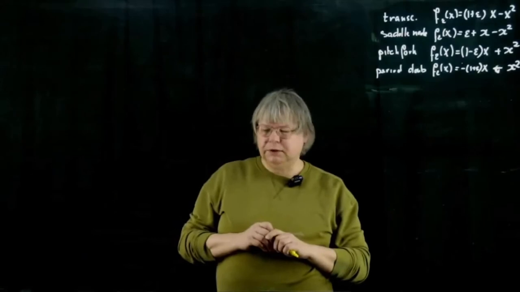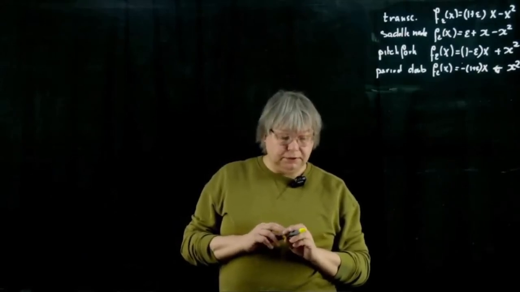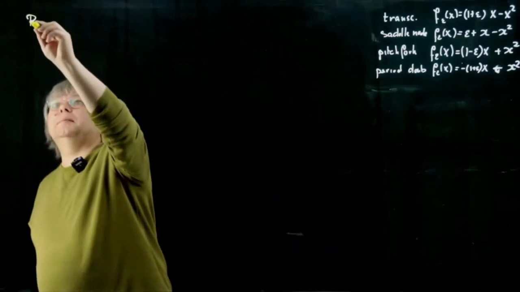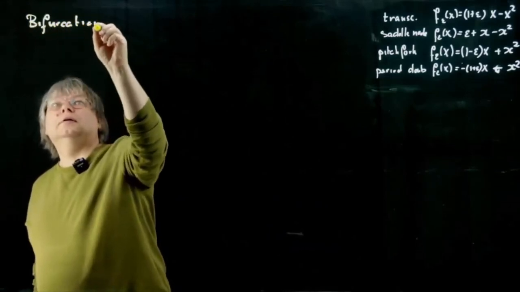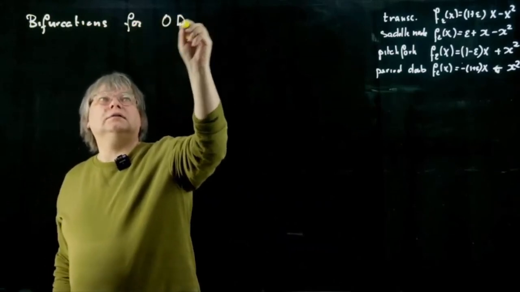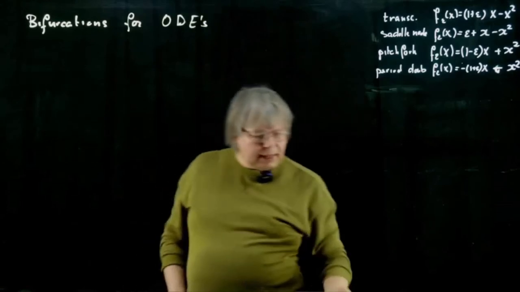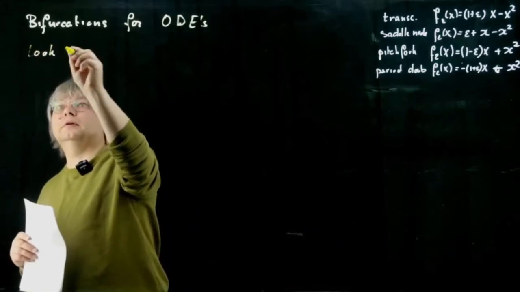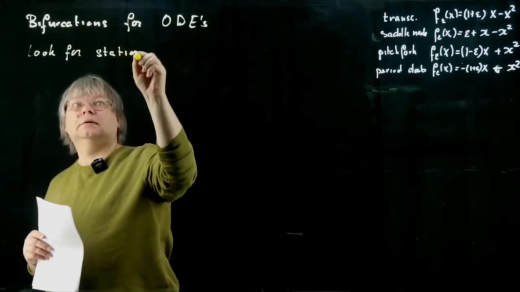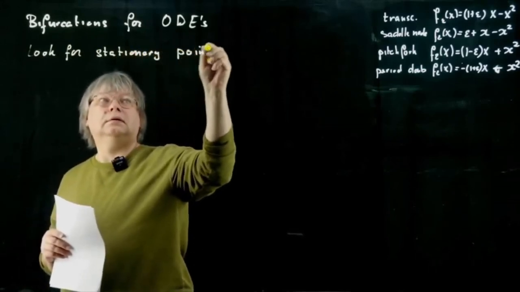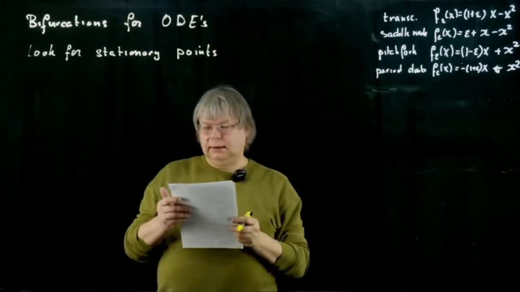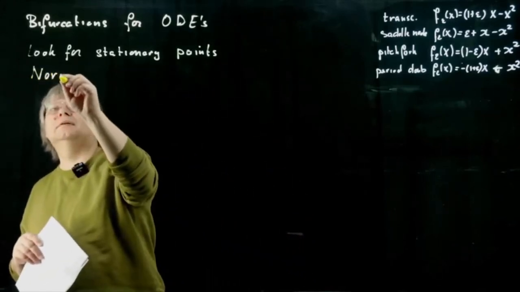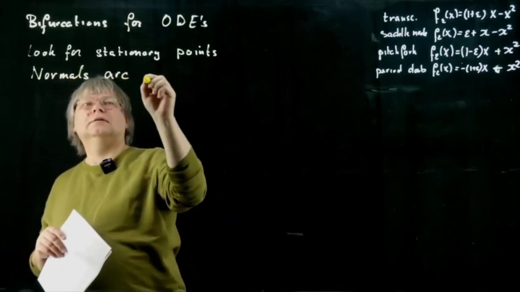Okay, after having done these bifurcations for maps, I'm going to do the same bifurcations, in fact, for continuous time dynamical systems. So this is going to be bifurcations for ODEs, and that means that instead of fixed points or periodic points, we are going to look for stationary points, and the normal forms remain the same.